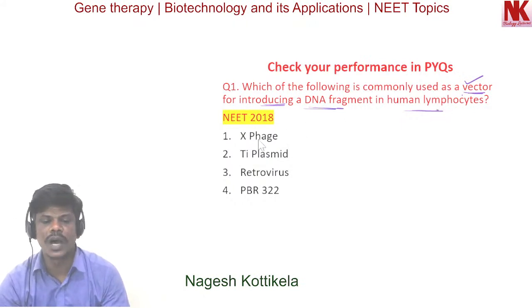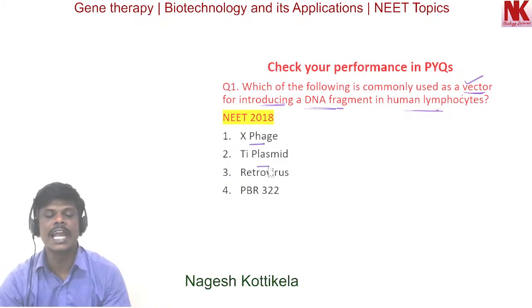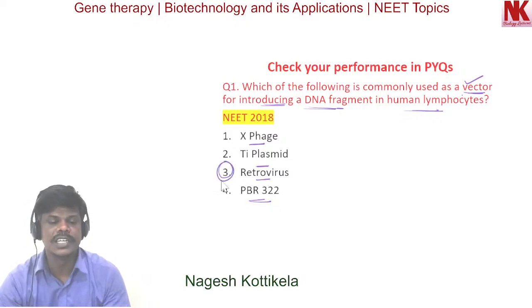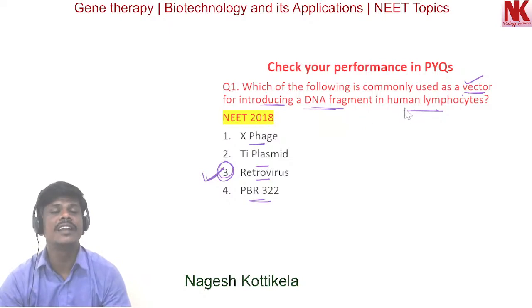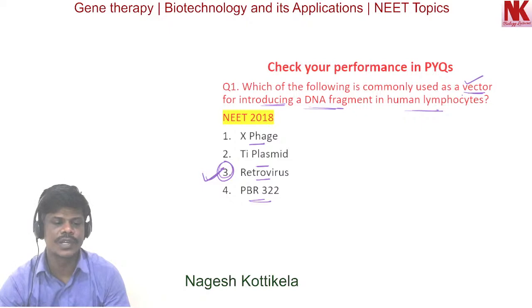Option 1, lambda phage. Option 2, Ti plasmid. Option 3, retrovirus. Option 4, pBR322. Here the most appropriate option is option 3. Retrovirus is used as a vector for introducing a DNA fragment in human lymphocytes. Okay, after this, moving to the next question.